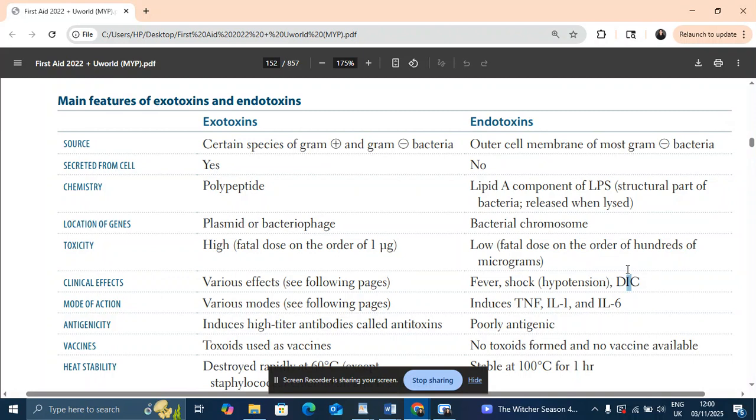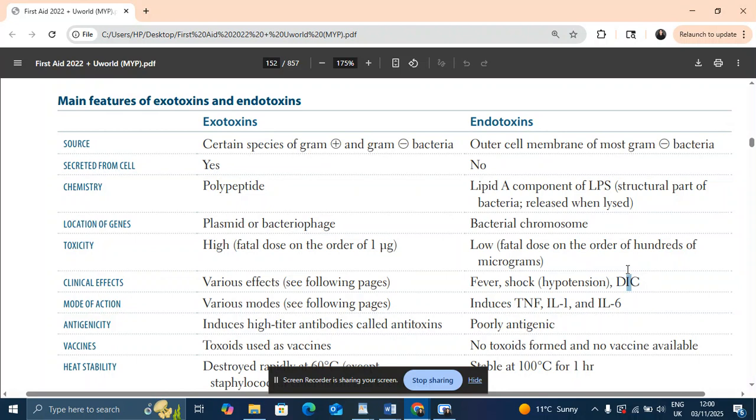So let's start with exotoxins and endotoxins. What are the differentiating points between these two, which you should remember? First is the source. Exotoxins, from the name, it is very clear they are toxins, endotoxins. Exotoxins are present in both gram positive and gram negative bacteria mostly, while endotoxins are found mostly in the gram negative bacteria and not in gram positive bacteria.